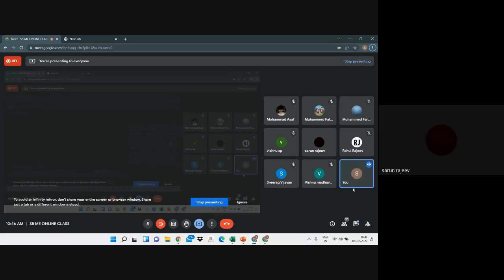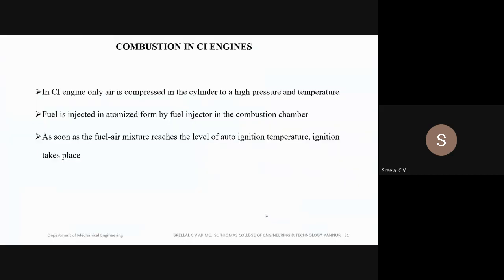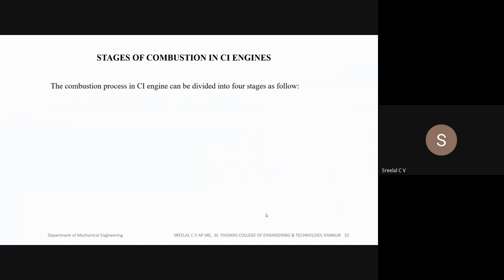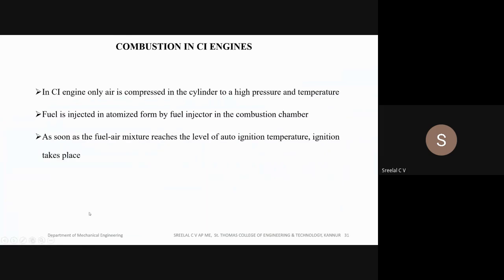What were the stages of combustion in CI engines? Ignition delay period, then uncontrolled combustion, then controlled combustion, then after burning. It's very good. So these were the four stages of combustion.